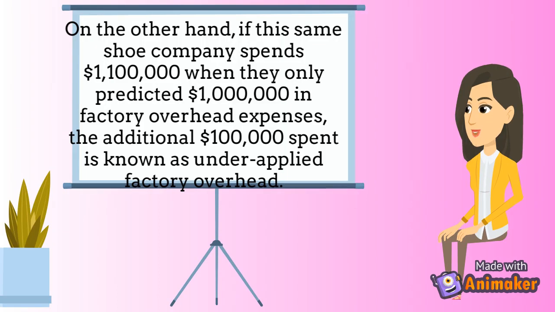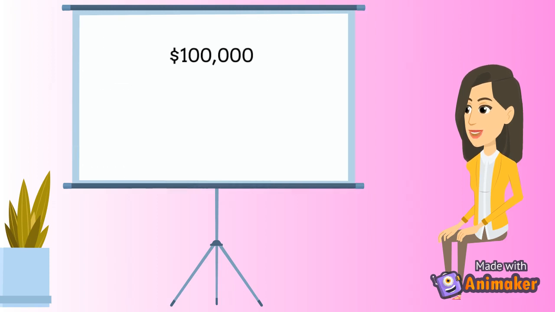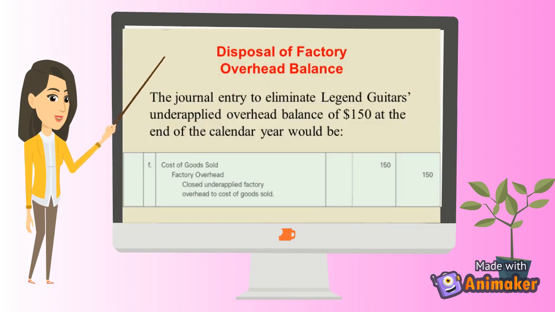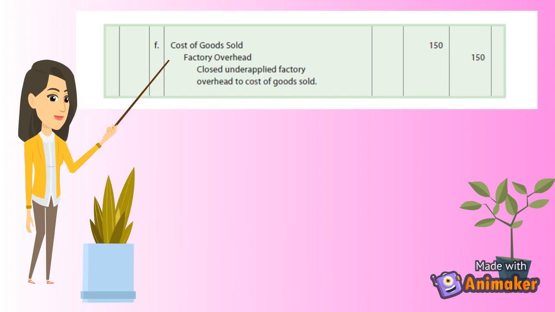On the other hand, if this same shoe company spends $1,100,000, when they only predicted $1 million in factory overhead expenses, the additional $100,000 spent is known as underapplied factory overhead. To illustrate the journal entry on the underapplied overhead balance, let's say the balance is $150. This will be the following entry.